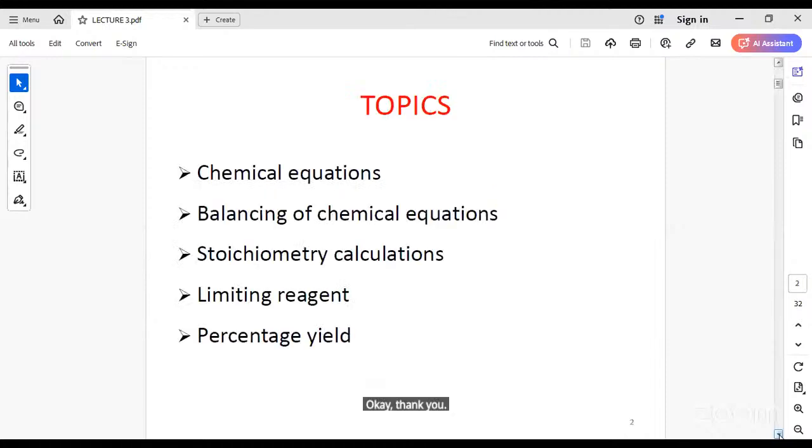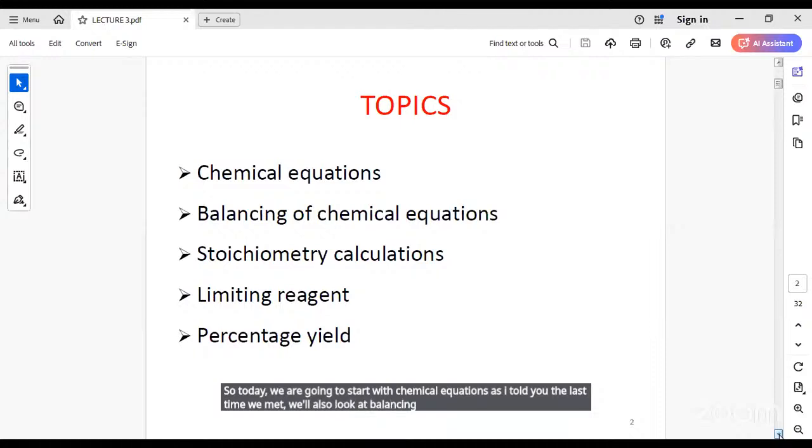So today we are going to start with chemical equations. As I told you the last time we met, we will also look at balancing, or how do we balance chemical equations. We are also going to look at stoichiometry calculations, limiting reagent, and the percentage yield.